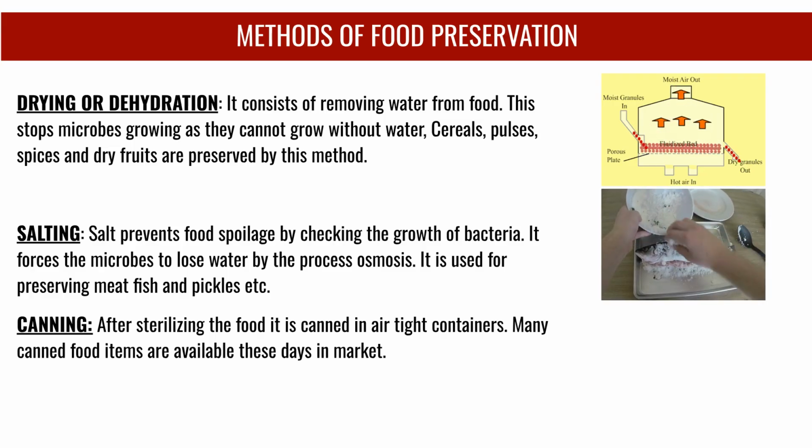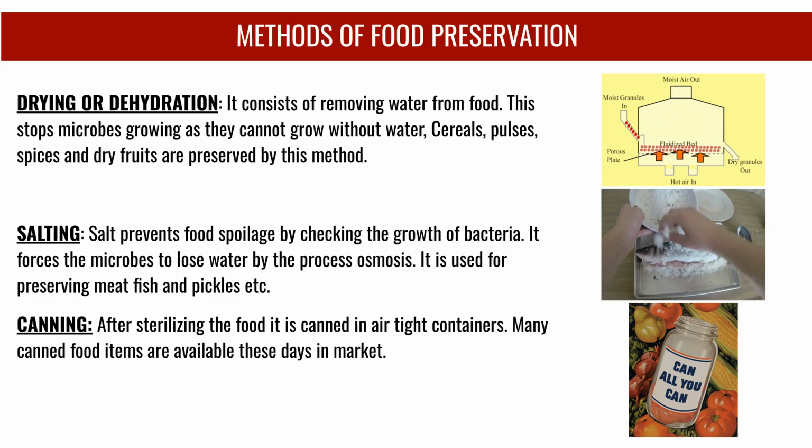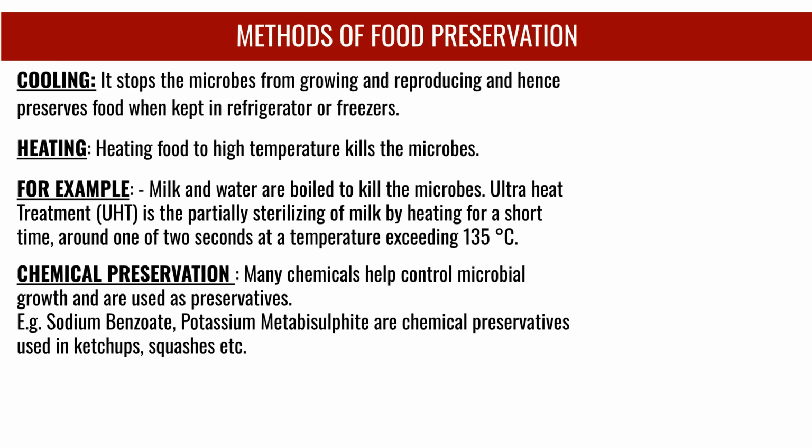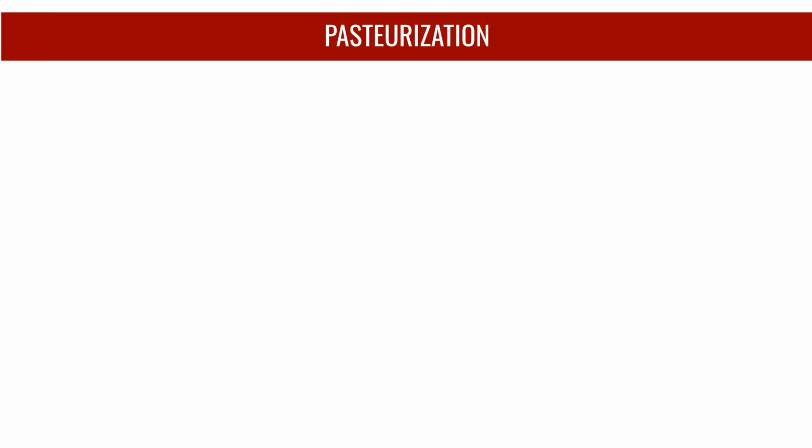Salting prevents spoilage by checking bacterial growth. Canning involves sterilizing food and sealing it in airtight containers. Other preservation methods include cooling, which stops microbial reproduction in refrigerators or freezers, and heating, which kills microbes at high temperatures. Chemical preservation uses additives like sodium benzoate to control microbial growth.